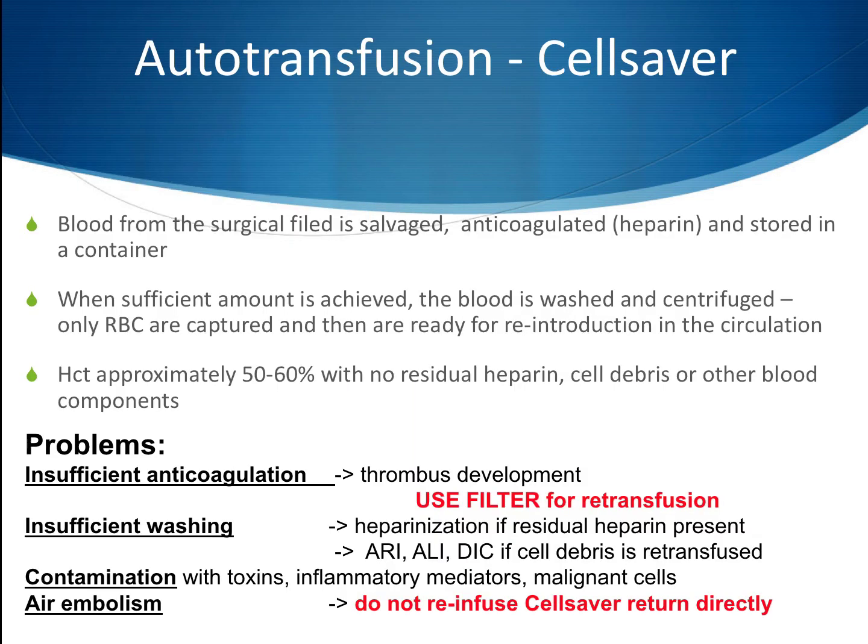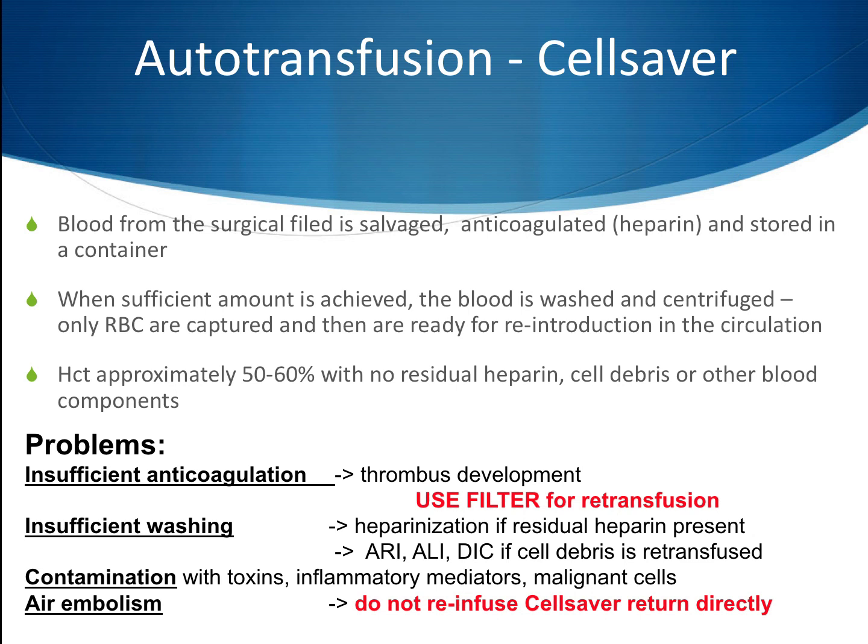So going through the steps again, the blood is salvaged from the field. We're already using an anticoagulant there because your flush is heparinized, and then the captured irrigation is stored in a container. When I have captured enough fluid, depending on the size of the bowl of your device, it gets loaded into the system and the blood is washed through centrifugation. The red blood cells are captured, everything else is washed off, and after several washing steps, those red blood cells are ready for reintroduction or retransfusion into circulation.